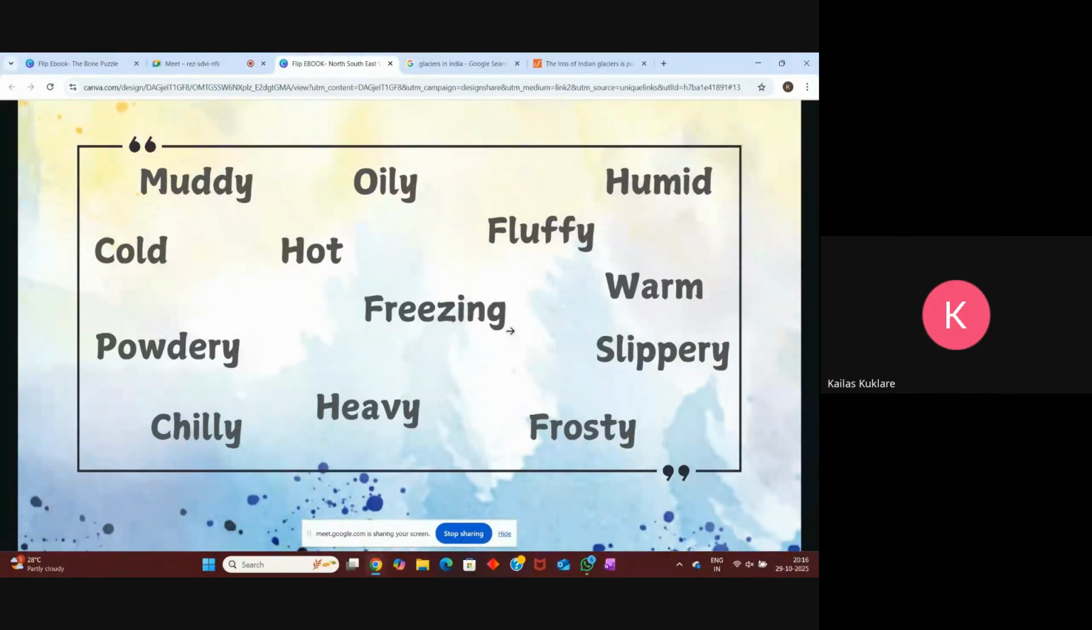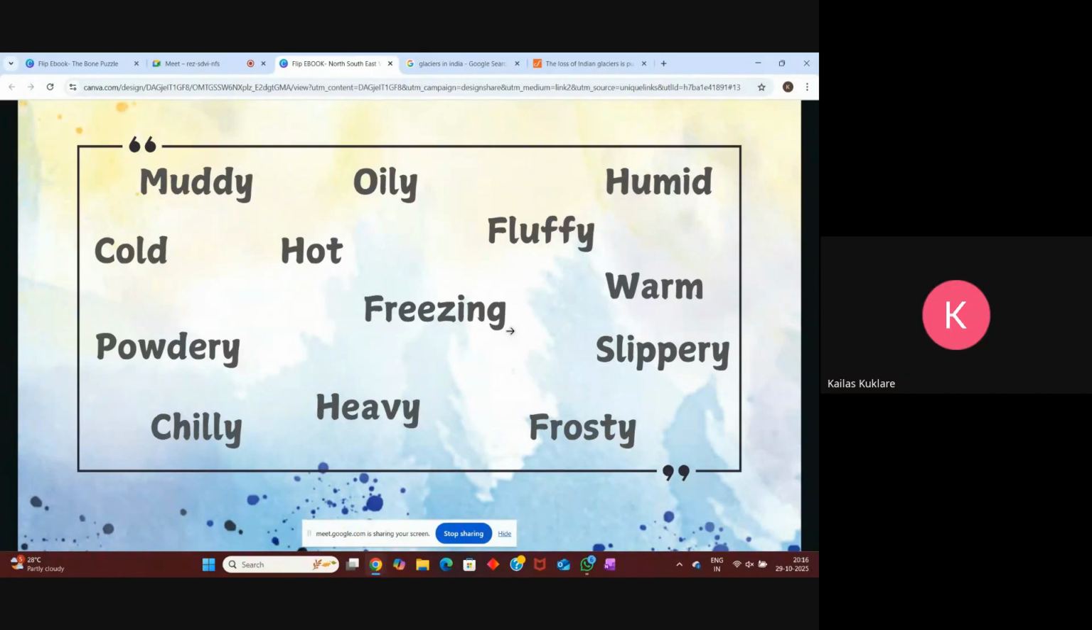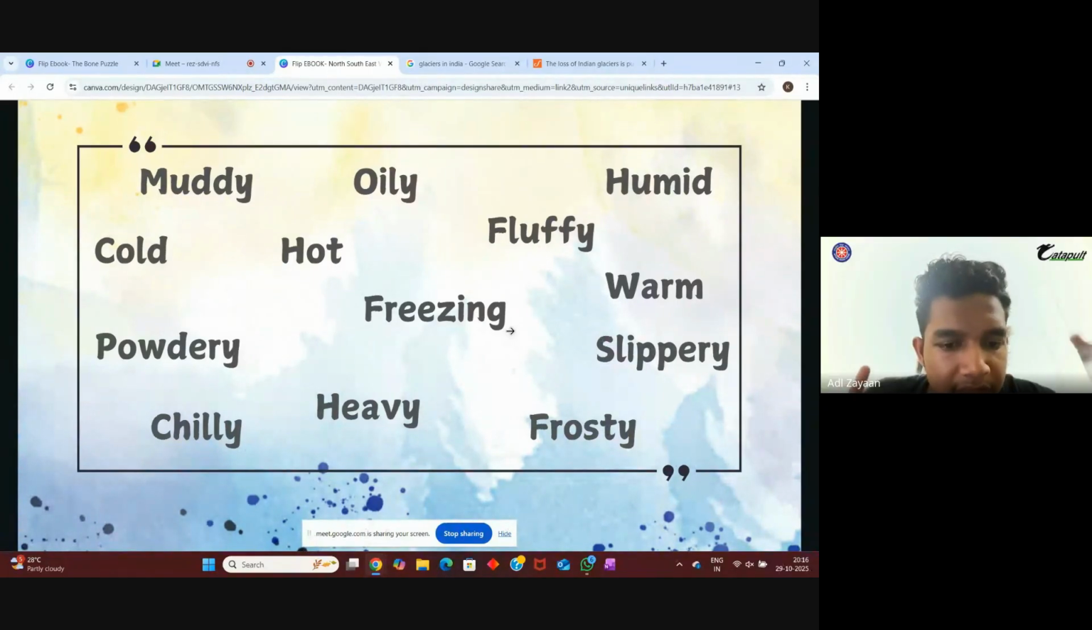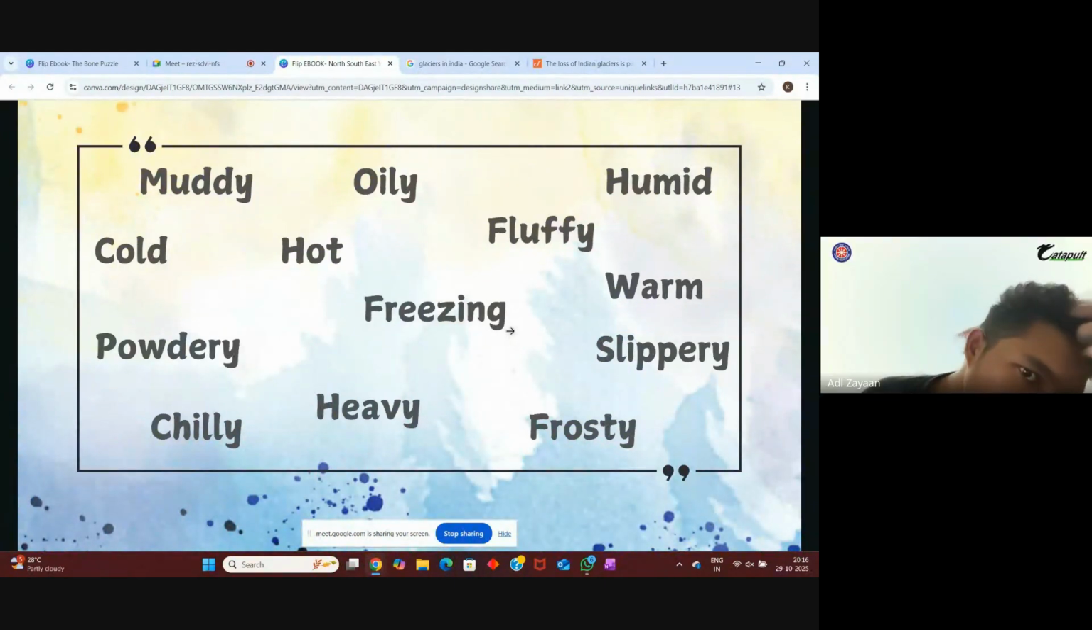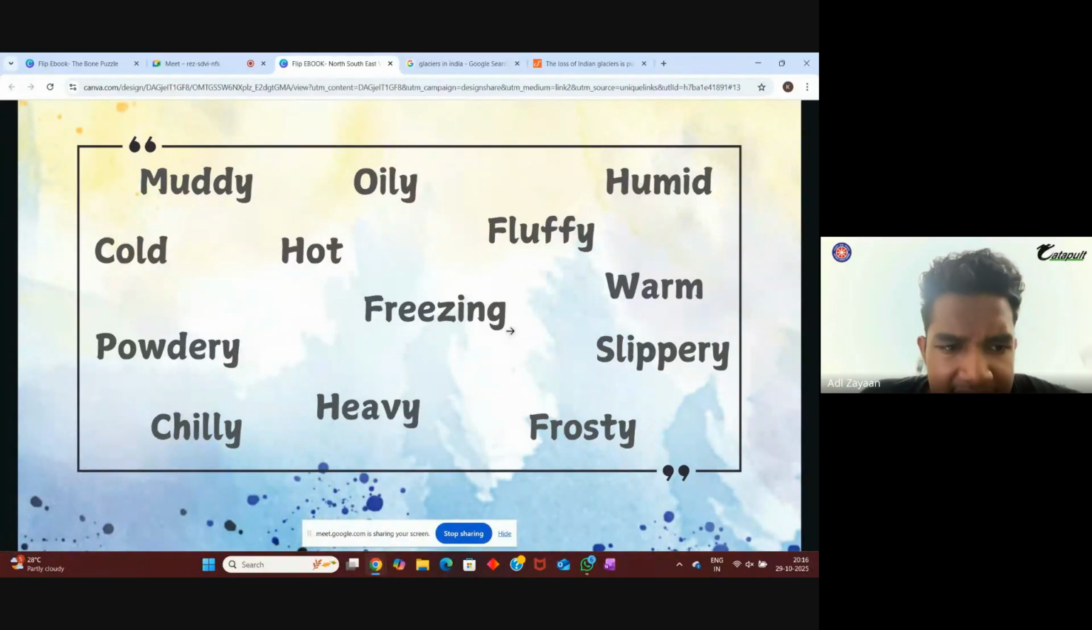Freezing is there. Frosty is there. Chilly will be there, right? Chilly means frosty, very cold. So it will be very cold, right? So chilly will be there. So frosty, chilly.